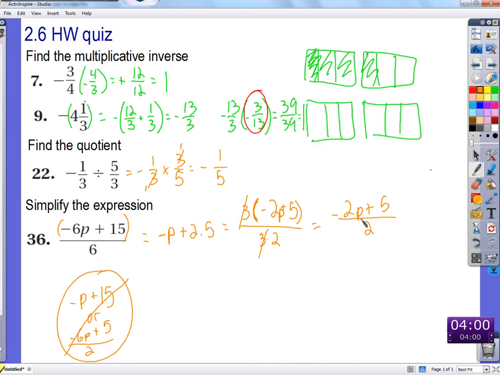Okay. This is good. This is a more common simplified form of that. When we deal with expressions, we'll usually leave them as one big fraction, with a few exceptions. If we want to get what John had as his answer, we just need to do the same thing with 2 as he did with 6. You just divide everything by 2. If you divide this by 2, you get negative p. Divide 5 by 2, you get 2.5.